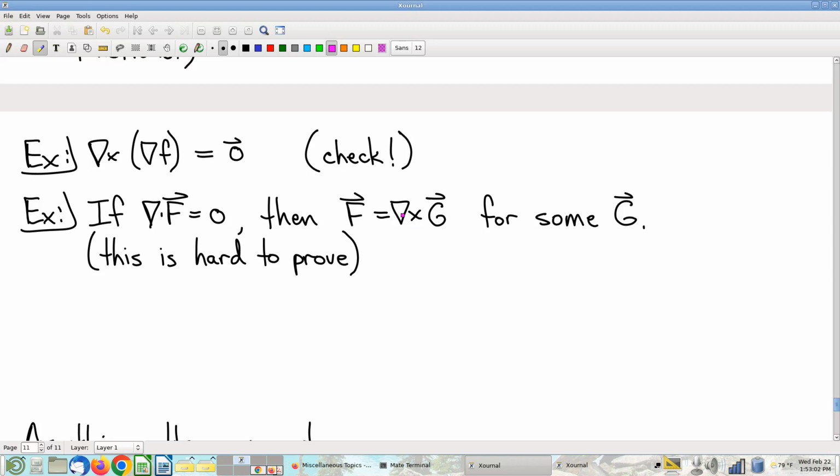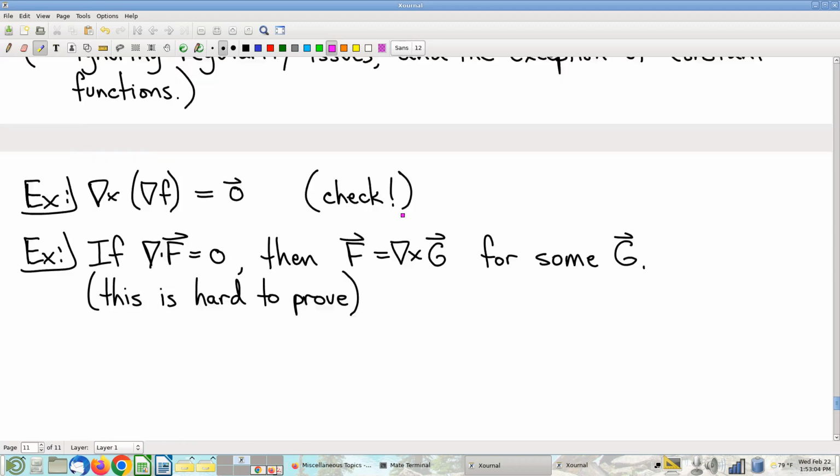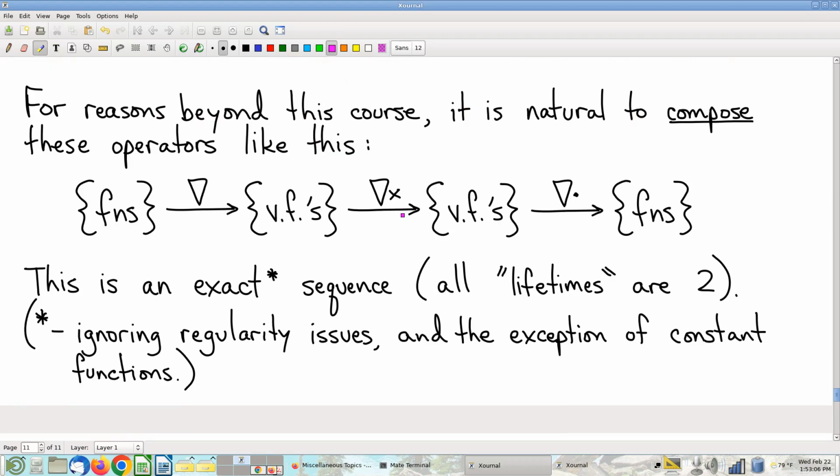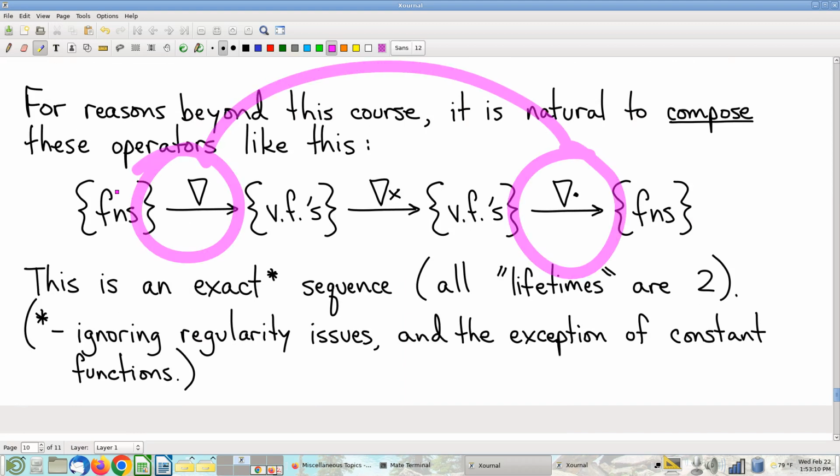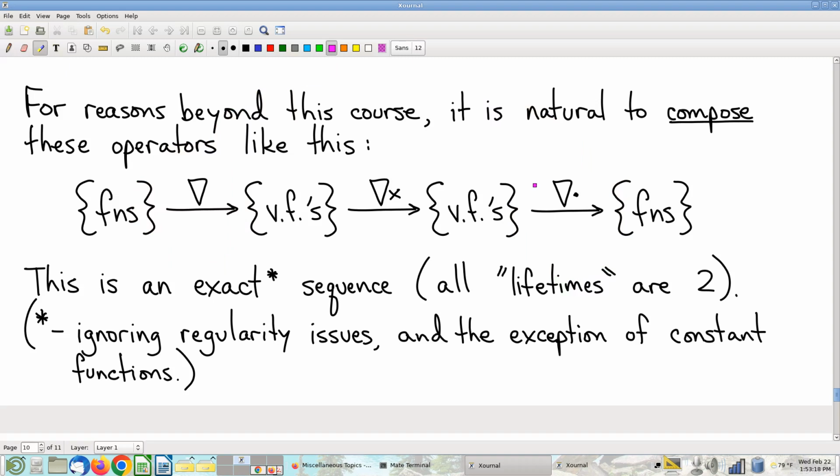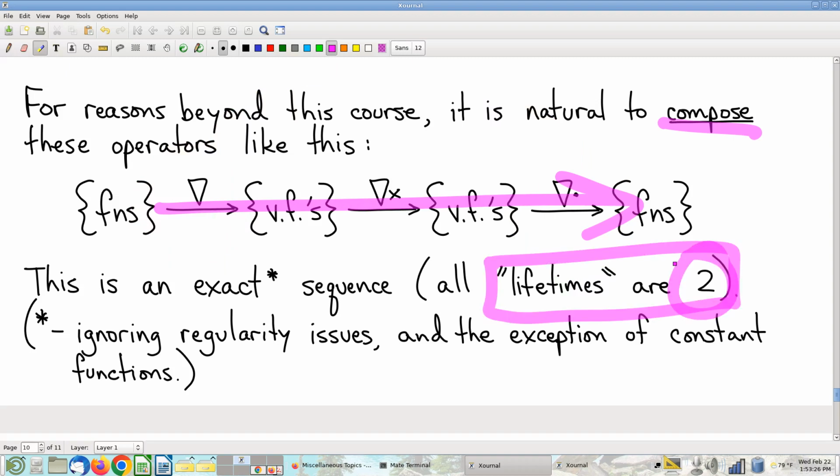It'd be easy to get them backwards, to inadvertently, not thinking about this diagram, think, oh, wait a minute, is it the divergence of the gradient that's always 0? Oh, which way does it go? You get it wrong, right? Easy to get things confused. But remembering that the composition is in this order, and remembering that all lifetimes are 2, pretty much does it.